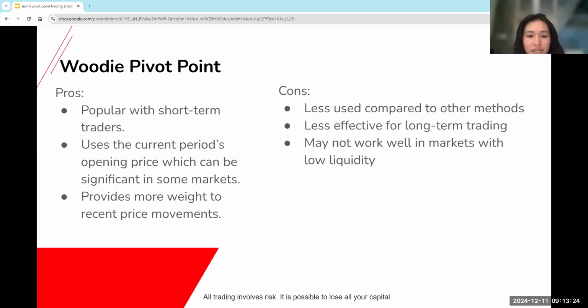Okay, next let's look at the Woody pivot point. So this is quite popular with short-term traders. It uses the current period's opening price, which can be significant in some markets, and it provides more weight to recent price movements. Cons is that it's less used compared to the other methods. It's less effective for longer term trading, and it may not work well in markets with lower liquidity.